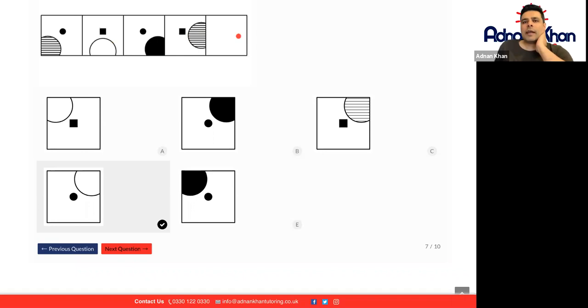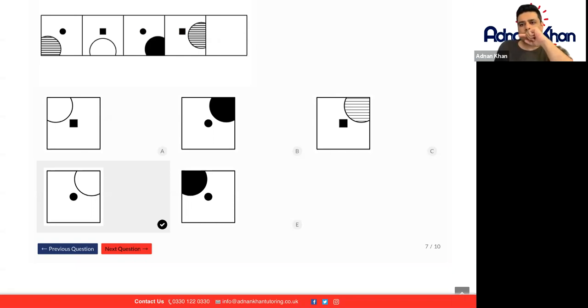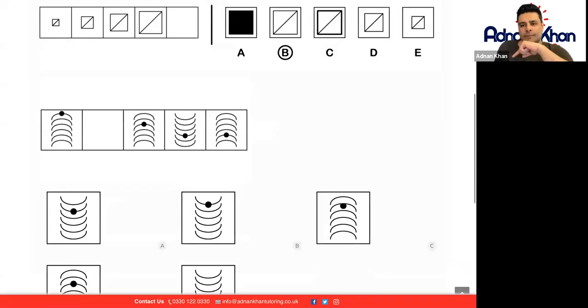Good. Now here we have a small black circle, a small black square, a small black circle, small black square. And what are we going to have in the middle here? Circle. What type of circle? It's going to be a small black circle. Is that right? Good. Okay, so in this case, D will be correct. Let's have a go at this one as well, Zoya.